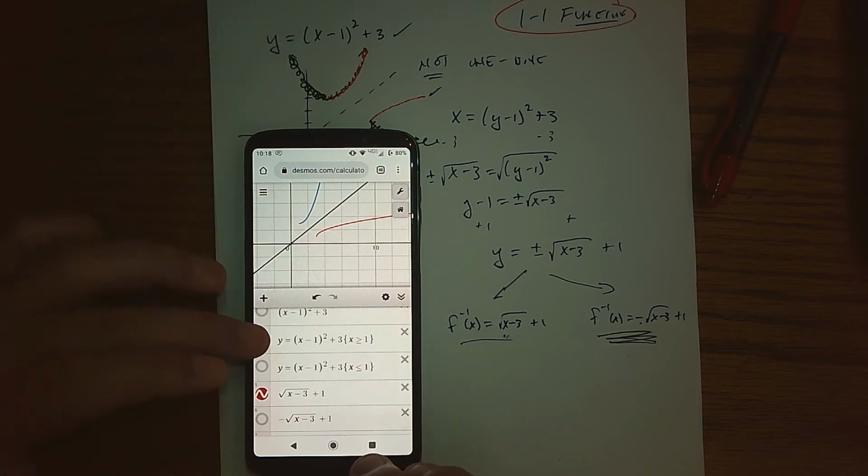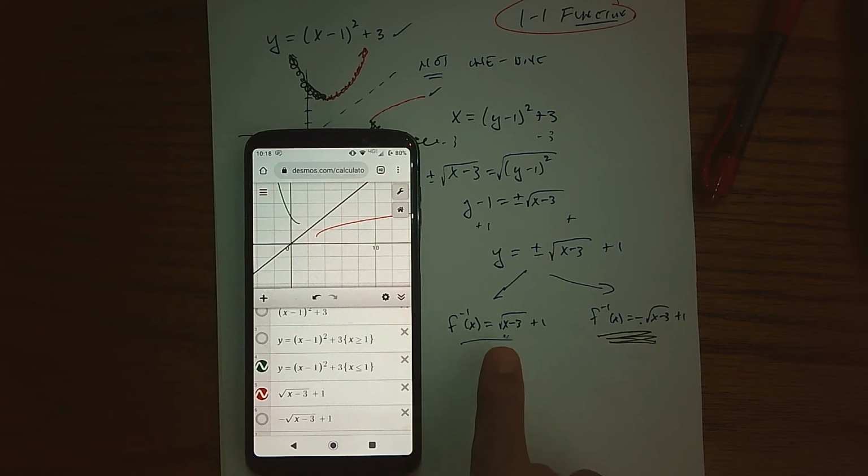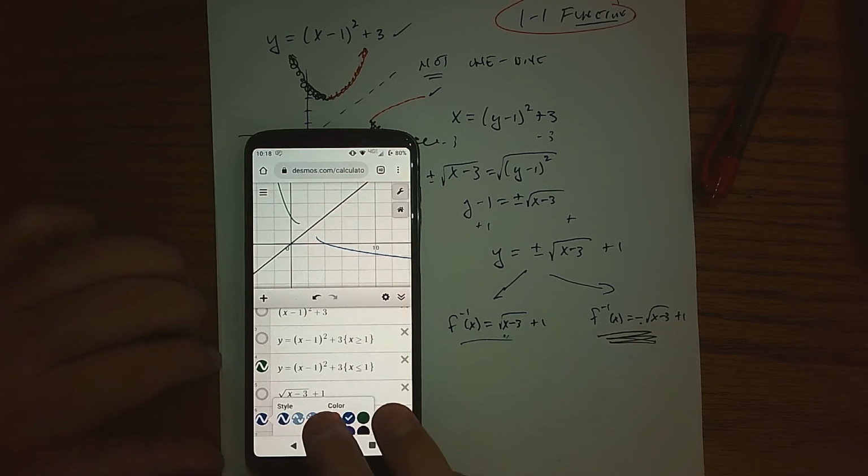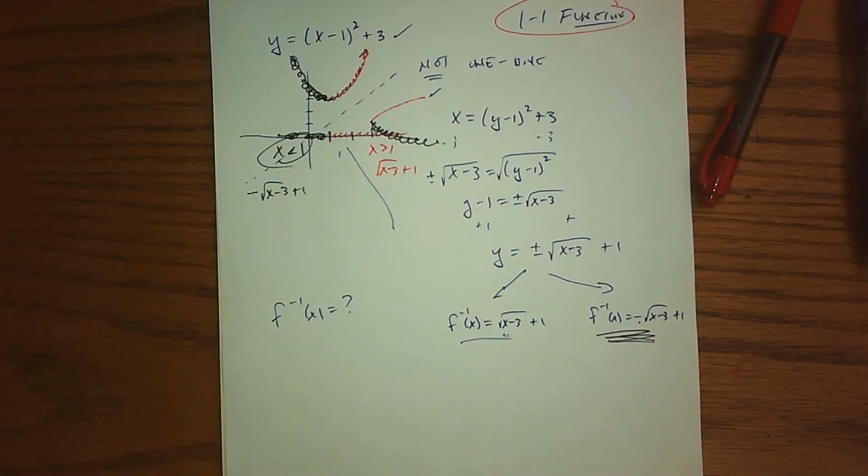If we do the other restriction, you can see that the positive square root isn't quite the inverse of that part of the graph. That's where the negative comes into play. Let me turn that one on and turn that one off. What we see now is that part lies in line with that. So that is how we get around that situation.